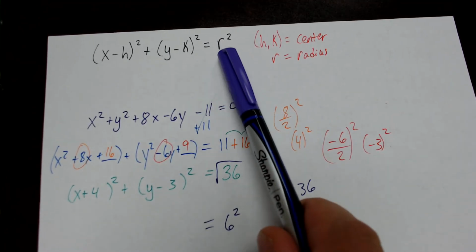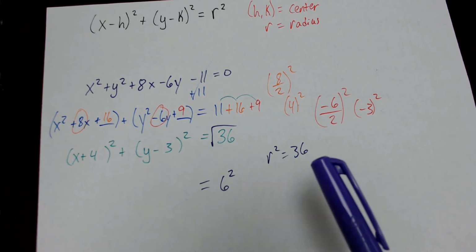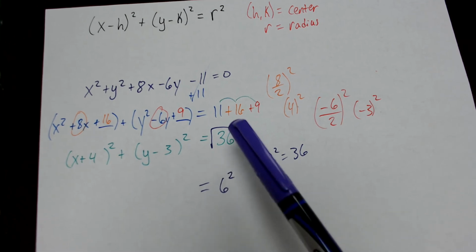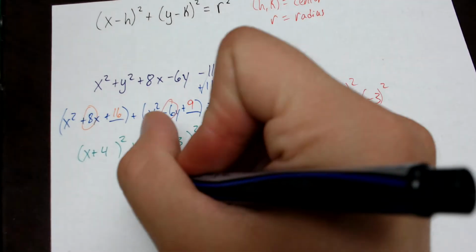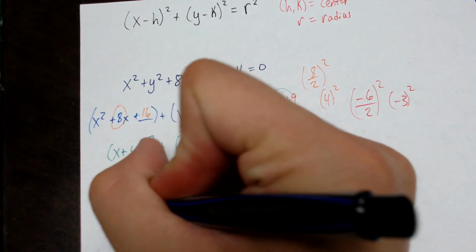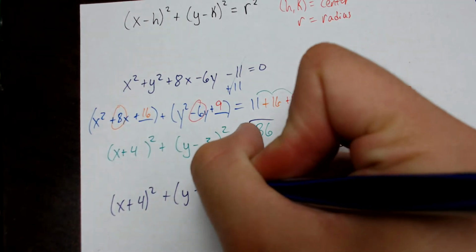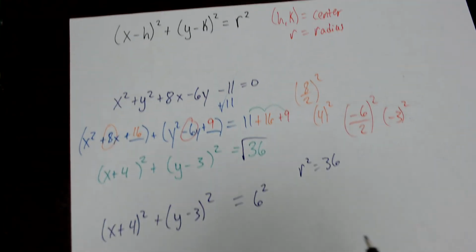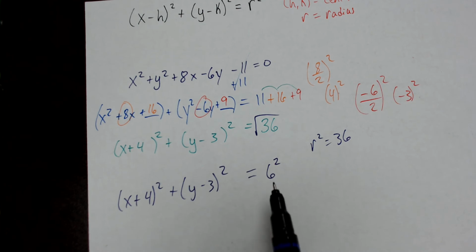The standard form says that it will be r squared, so that way you can quickly see the radius. But if you write 36, I understand that's the same number. But you have to understand, in order to get this in proper standard form, you have to find the square root of this and then square that itself. So the final version of this equation is going to be x plus 4 squared plus y minus 3 squared equals 6 squared. And then it is finally in this standard form right here. And we know exactly what the radius is.